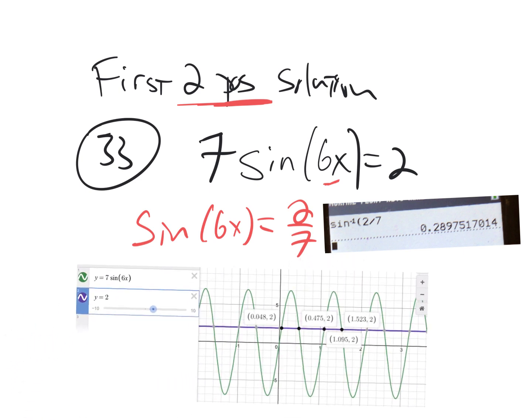Now, what I'm seeing is I graph the two equations separately and look for the intersections. The first positive solution looks like it's 0.048, which is not equal to what I have. And then the second positive solution is 0.475, which is not what I have. So we're going to decide how they did that. And maybe you already see it.